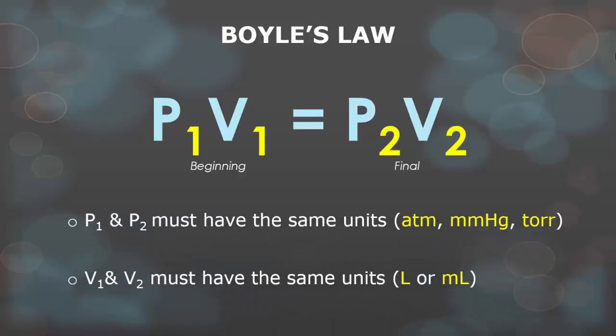When we do these formulas, your pressures must have the same units. If they're not the same, like P1 is atmospheres, but P2 is millimeters of mercury, then you have to change them so that they're both the same. Also, volume, V1, beginning volume, and V2, final volume, must be the same units. If you're going from liters to milliliters, you have to do conversions because 1 milliliter is not the same as 1 liter.